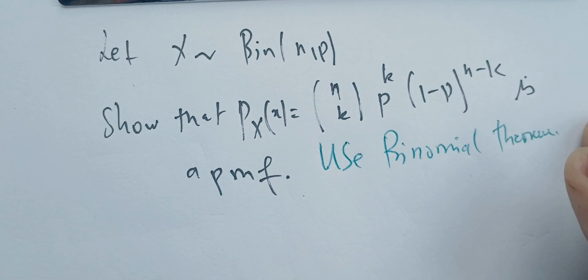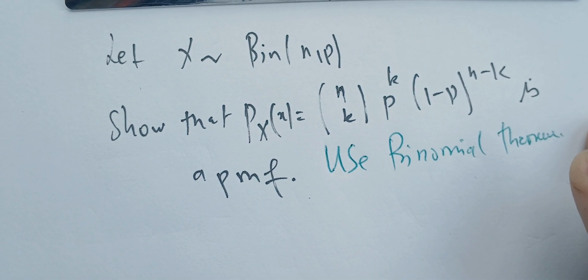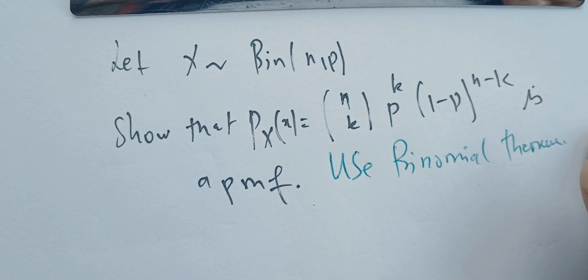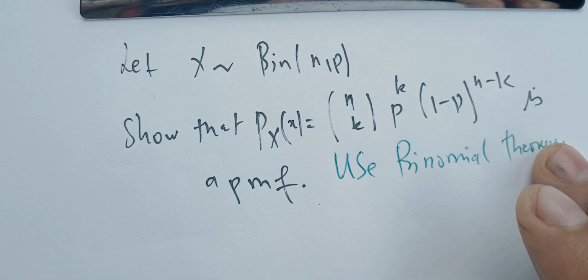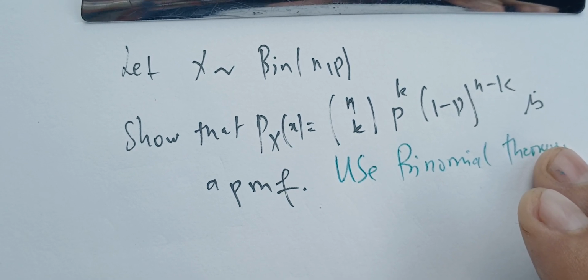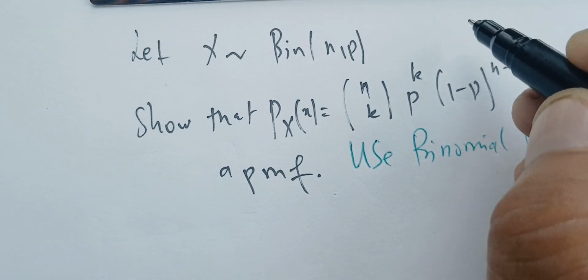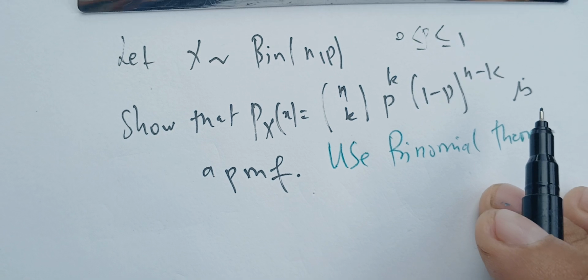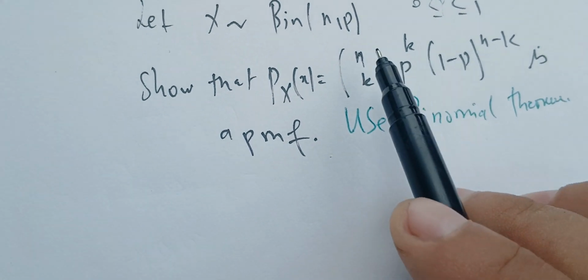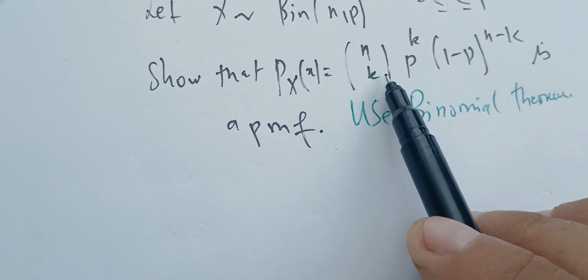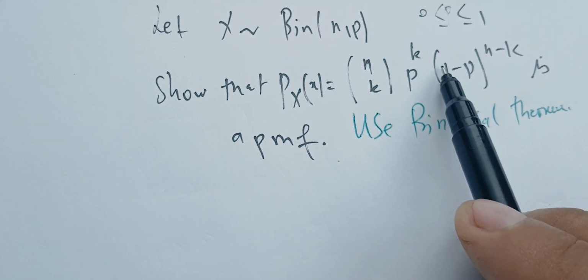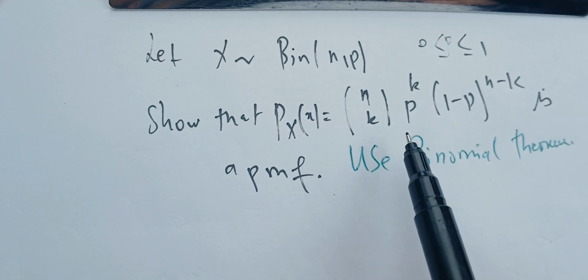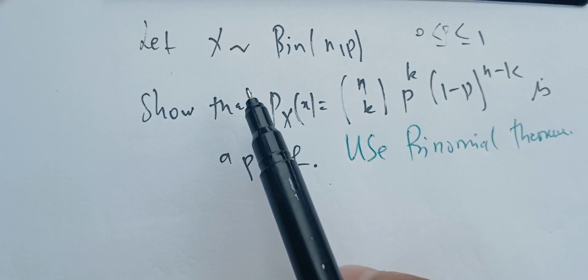Let X follow a binomial distribution, where the experiment is repeated n times with probability p. The first thing is that p is between 0 and 1. And we're going to show that this function, given by n choose k times p to the power k times 1 minus p to the power n minus k, is a probability mass function of X.